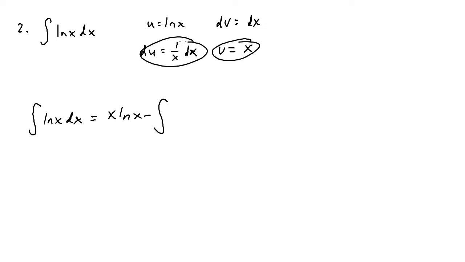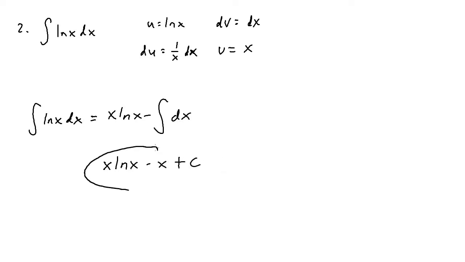So 1 over x times x is just going to be 1. So we're basically taking the integral of 1 dx, or just dx. Now the integral of dx is just x, so we have x ln x minus x, and then since this is an indefinite integral, we need the plus c at the end. So that's the final answer.